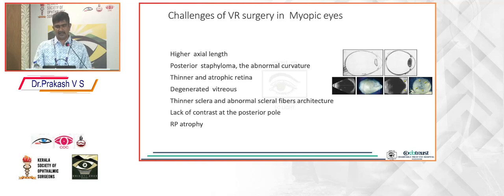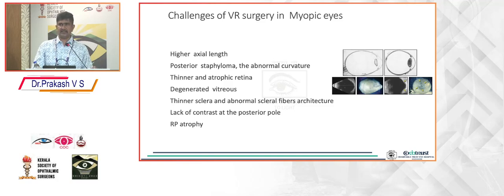A thin and atrophic retina makes it difficult, especially to do laser. RPE atrophy, if it is there, you cannot do laser. It also decreases the contrast so that we cannot see the retinal layers like you see in normal eyes. And degenerated vitreous: many of these eyes have schitic vitreous, which has many layers of vitreous. Even if you feel there is a PVD, after you induce one, you will see there are multiple vitreous membranes still remaining.